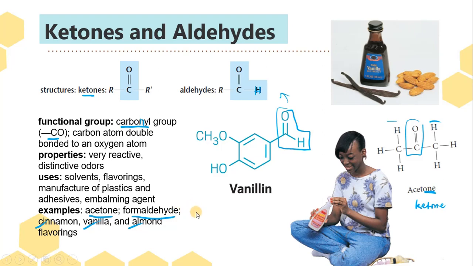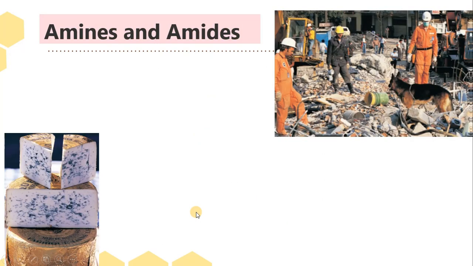Okay. Lastly, we have these two groups, two families, amines and amides. They are grouped together because they have the same category. They have an amino group. Amino group. Amines, they got their name from the amino group. So, the structure for the amine and amides.